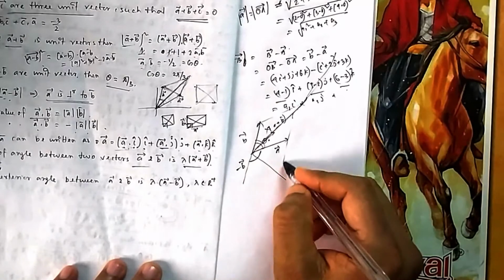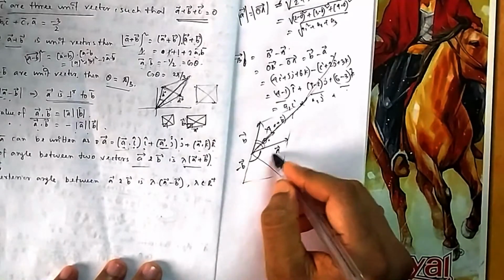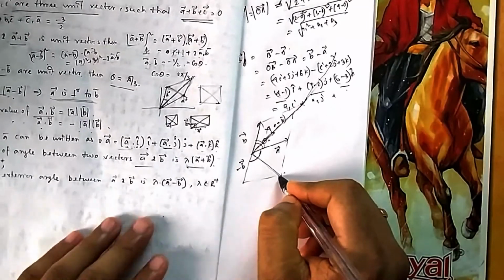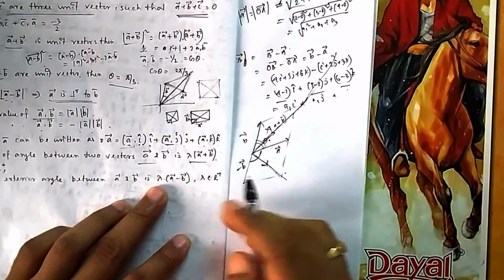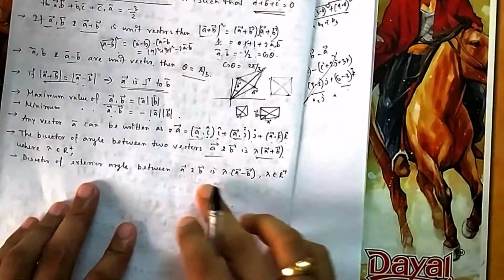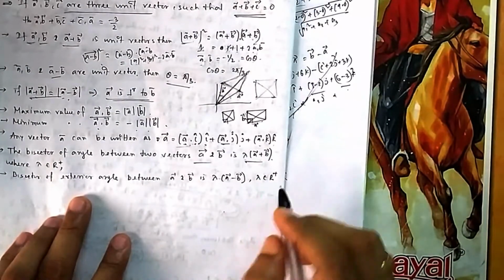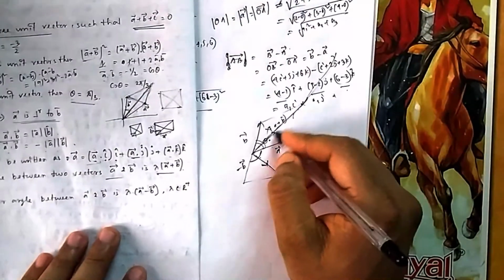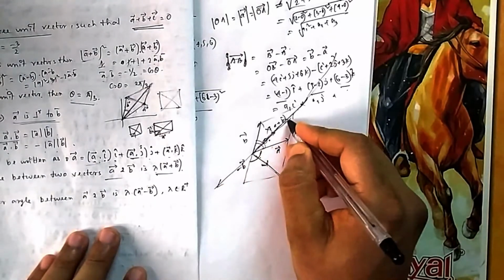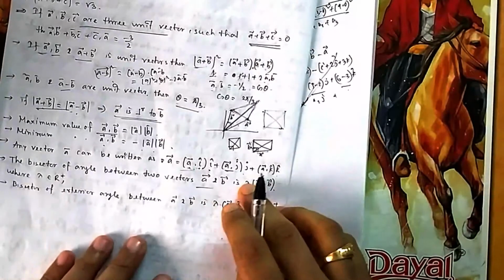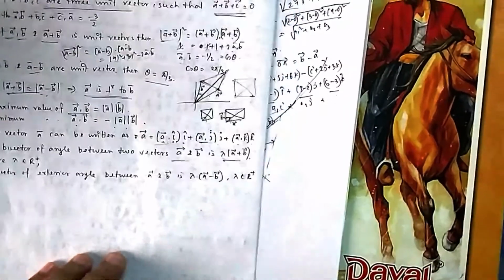So this will again be a parallelogram, and this is A minus B, lambda into A minus B, because the summation of these two will give me this vector. So that's why lambda (A minus B) is the exterior angle bisector, provided that lambda should be a real positive number. Why positive? Because if you take negative, it will go in this direction. That is not the angle bisector. The angle bisector is this one. So that's why lambda should be a positive real number in both these cases.